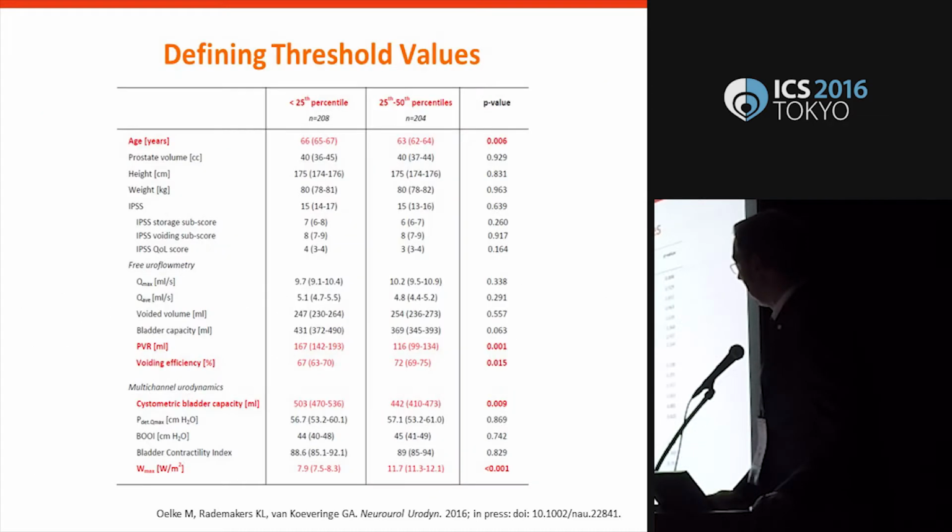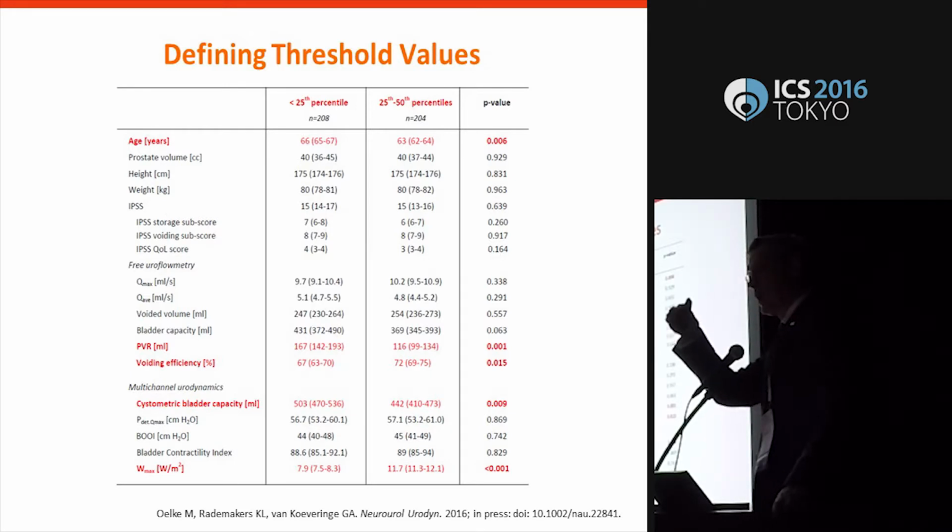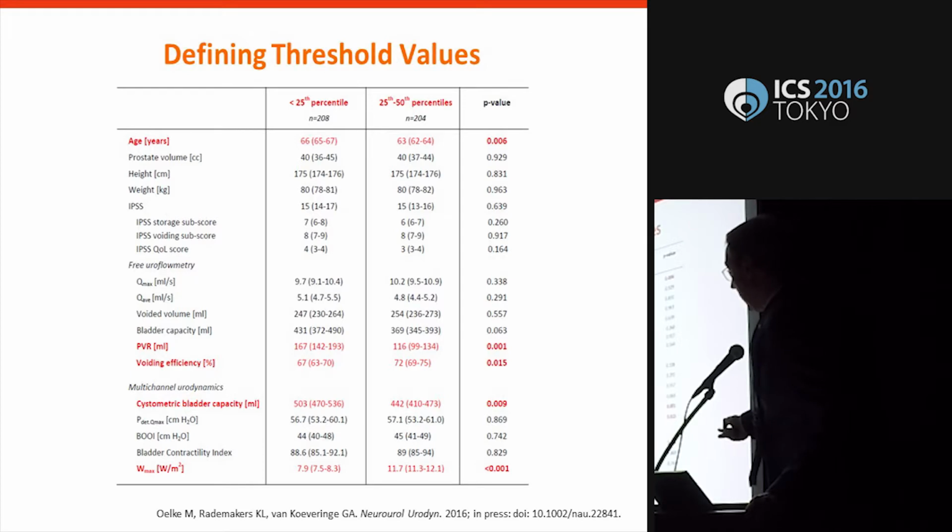Now I'm showing you the data. You see these are the patients below the 25th percentile. These are the ones between 25 and 50, so one group above. And you can see significant differences in age, significant differences in post-void residual urine, differences in voiding efficiency, cystometric bladder capacity, and Wmax, but not in bladder contractility index. And these are exactly the clinical parameters which we think are associated with Detrusor Underactivity.